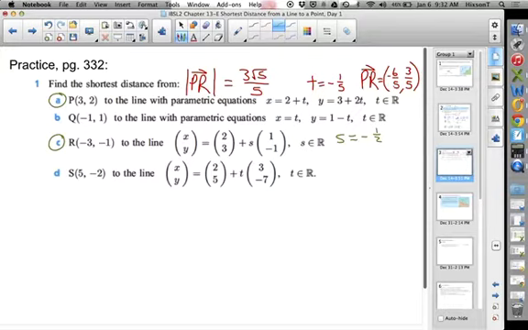That gave us, since they gave us point R, and we've been using PR, I made the other point P. So vector RP would have been 4.5, 4.5.